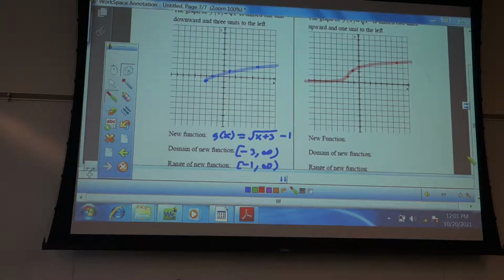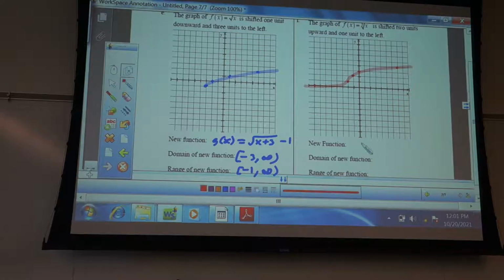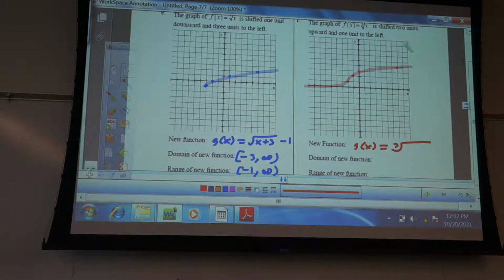The new function, let's see here. We've got some inside and some outside. Inside, that's my left, right, 1 to the left, so that means x plus 1. And we've got 2 up, so on the outside, plus 2. Domain is, for the s's are always going to be all real numbers, so negative infinity, positive infinity for both of these.